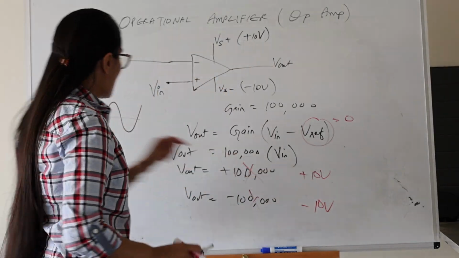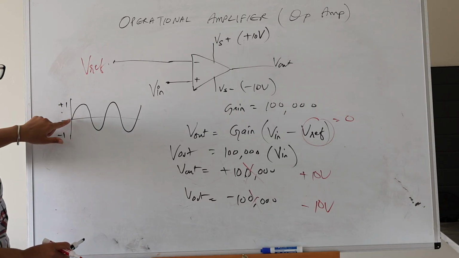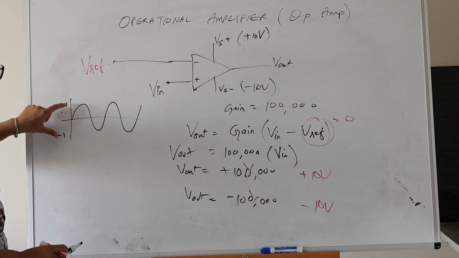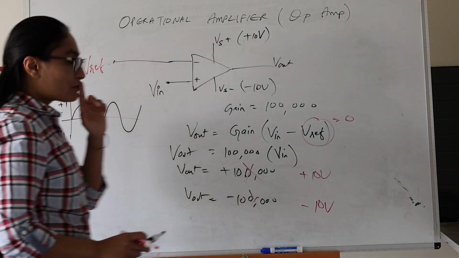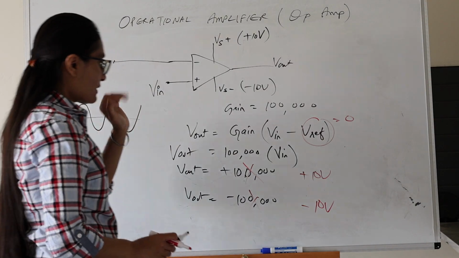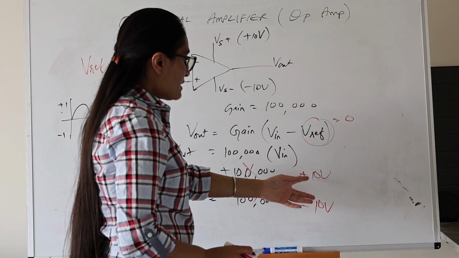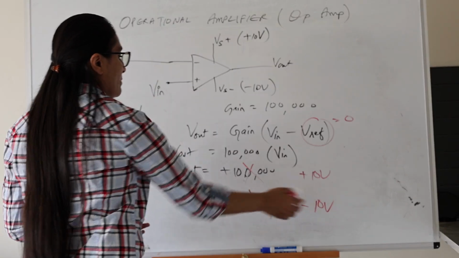So what happens in between? If the input is between -1 and +1, what happens? Take a pause. I'll give you the answer. So the answer is still going to be +10 and -10.